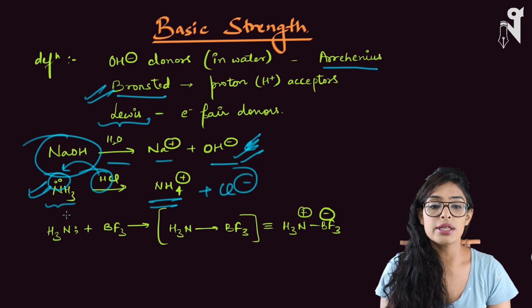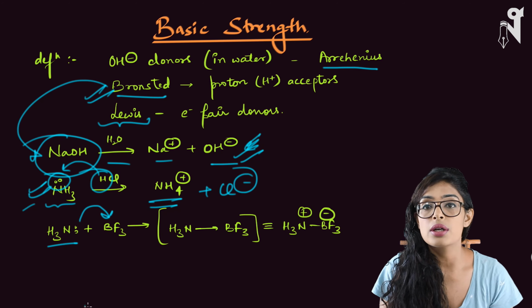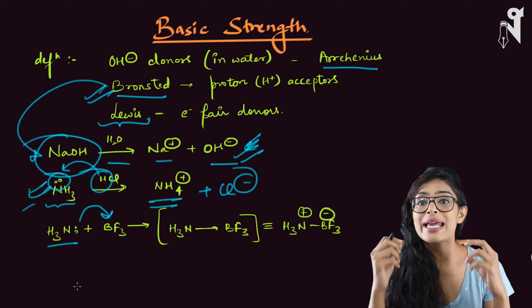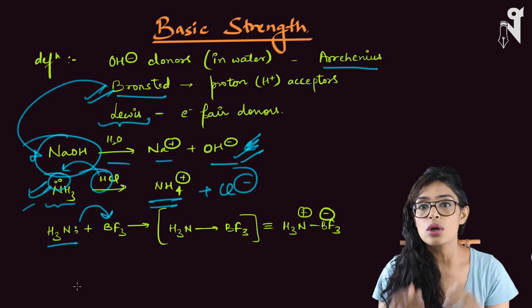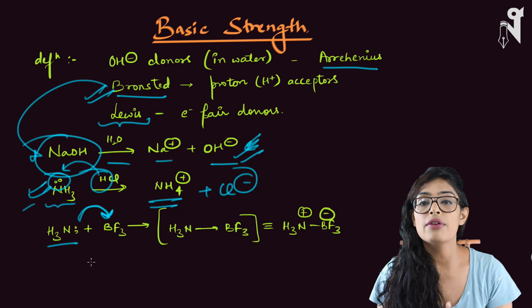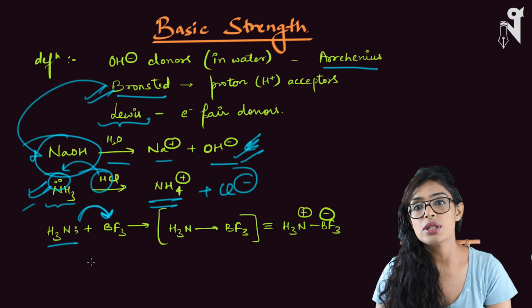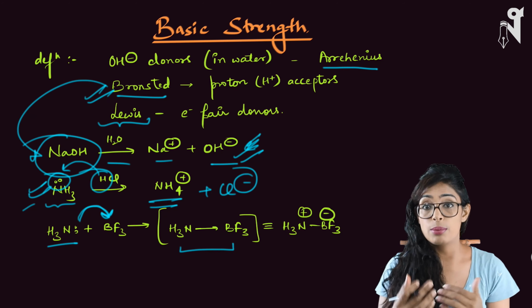So look here again, NH3, as I said, is a Bronsted base. It is also a Lewis base. Why? It has a lone pair. So that lone pair it can donate to boron, which has an empty orbital. It is an electron deficient species. It has a sextet, not an octet. So it has an empty orbital. It can take the electron pair from nitrogen and keep it in the empty orbital and can form a coordinate bond. So this kind of coordinate bond formation will happen.